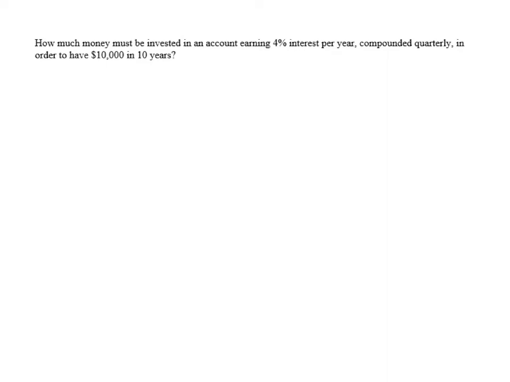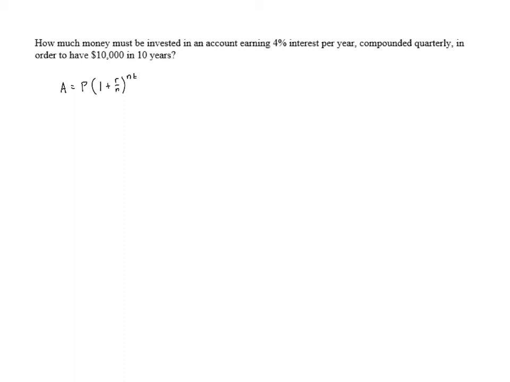How much money must be invested in an account earning 4% interest per year, compounded quarterly, in order to have $10,000 in 10 years? We're going to use the same formula that we've been using for compound interest. But in this situation, instead of trying to solve for A, we're going to want to solve for P, because they're asking us how much we must invest, so they're asking us for the principal.